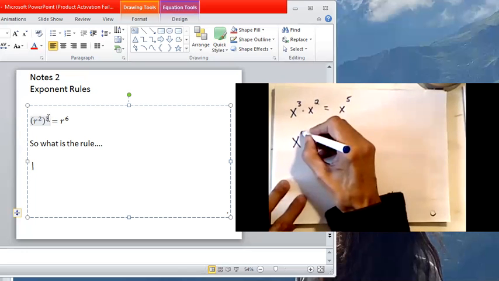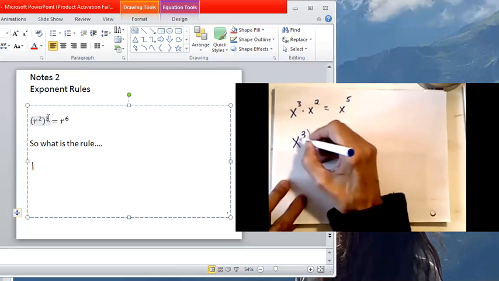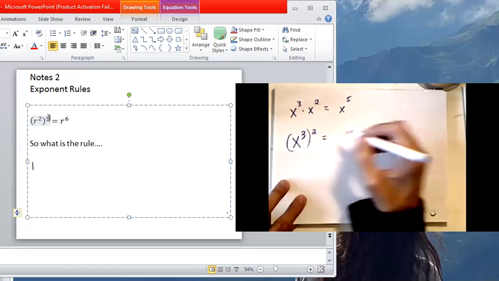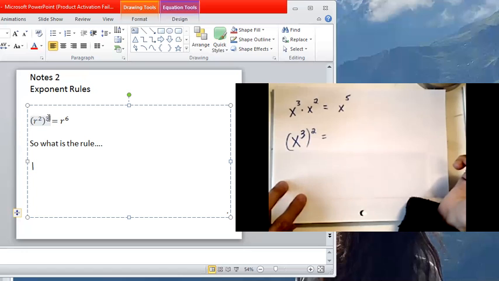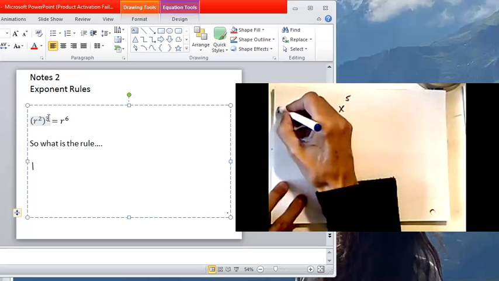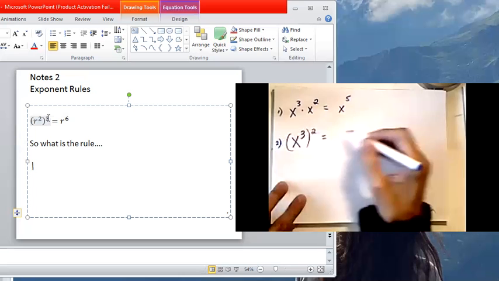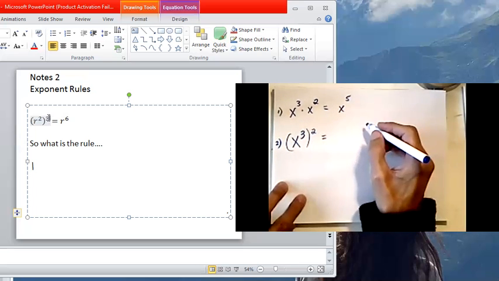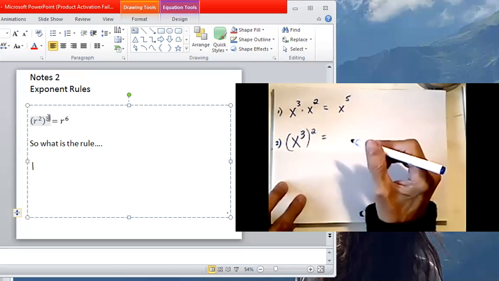Watch this. We have X3. We have a 2 like that. Why did you put 2 on the outside the bracket? Oh, it's a new question. Question number 1. Question number 2. What does this one look like? Okay, never mind.